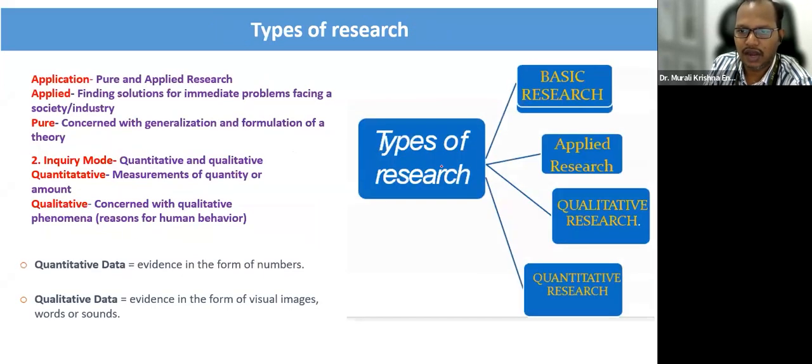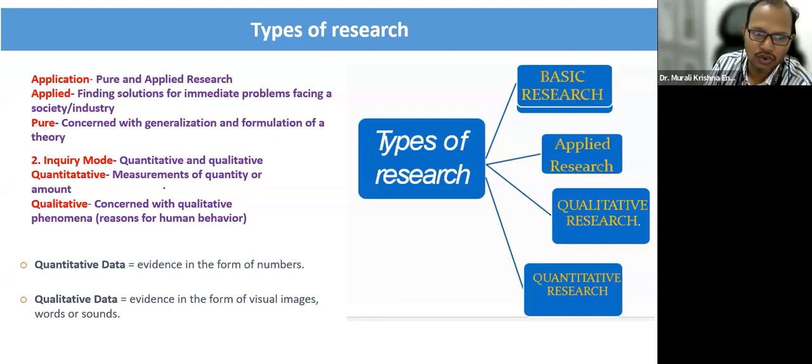Then how many types of research are there? There are different types: basic research, applied research, qualitative research, and quantitative research. If you look at pure and applied research, some research you can apply, with an application-oriented view. Some research you can only think about from a theoretical point of view, purely theory, mainly the generalization and formulation of theories.